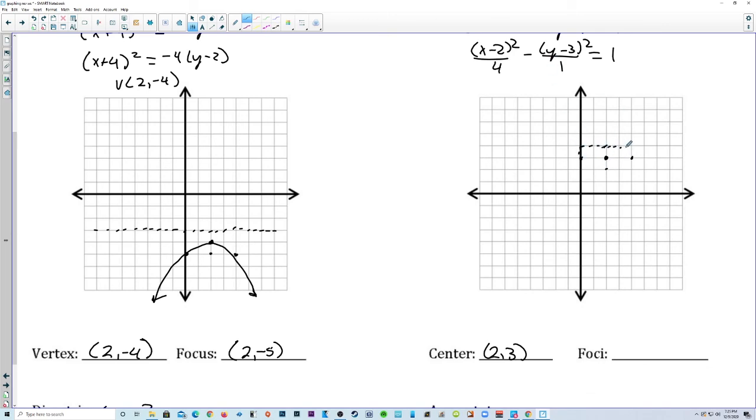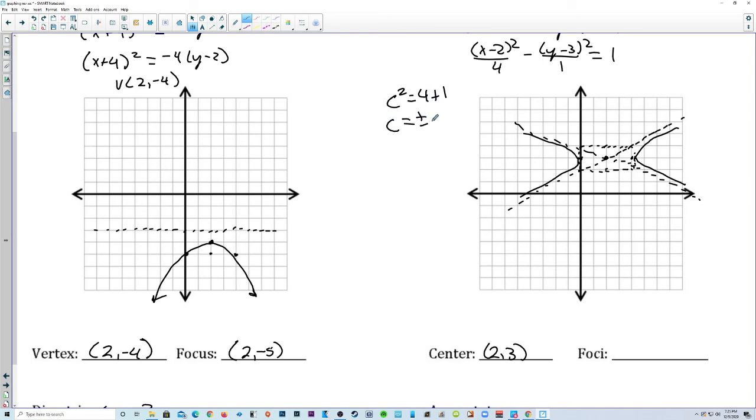And then we have this rectangle. We make the diagonals. Here we go. Those are going to be the asymptotes. That's going to guide the hyperbola. And since x is the positive term, that means this hyperbola is going right and left. The foci, c squared is equal to 4 plus 1.